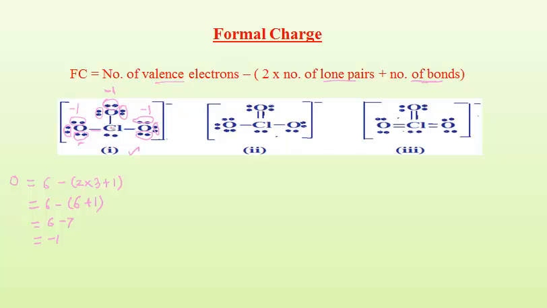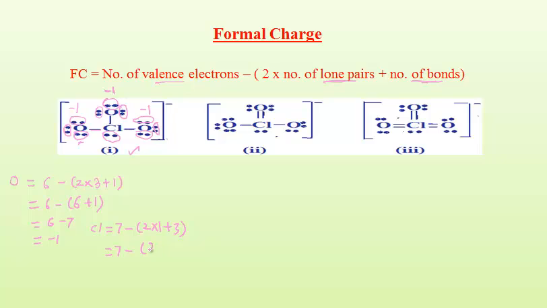Well, now we calculate the formal charge on the chlorine atom. We apply the same formula. The formula is number of valence electrons. Chlorine is a halogen atom, and halogens are present in the 7th group in the periodic table, and the group number represents the valence electrons present in the halogens. Halogens have 7 valence electrons, and minus 2 multiplied by number of lone pairs. Chlorine atom has 1 lone pair. I mention here 1, plus number of chemical bonds formed by the chlorine atom, 1, 2, 3. It forms 3 chemical bonds. I mention here 3.